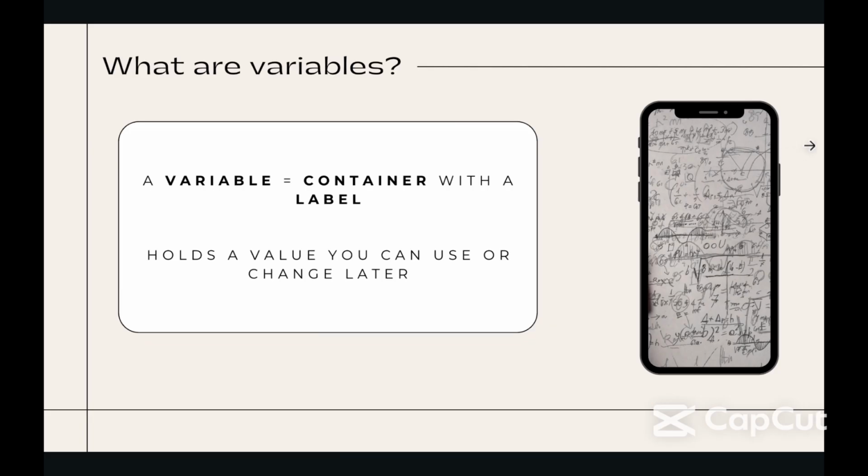So what are variables? Think of a variable like a labeled box. You give the box a name, like score, and you put something inside, like the number 10. Anytime you want to check or change what's inside, you just use that name. Variables help your code keep track of stuff so it can use that information later.